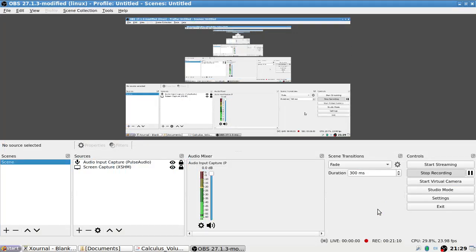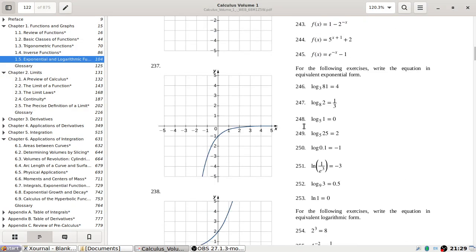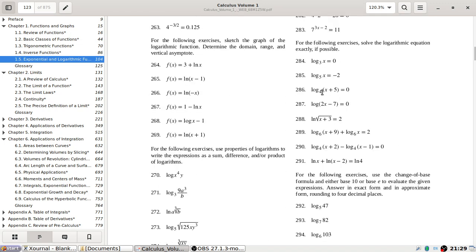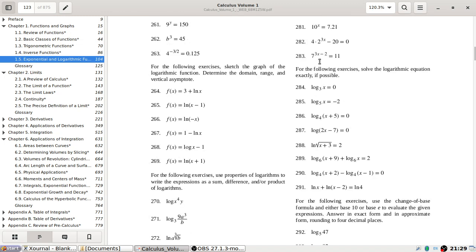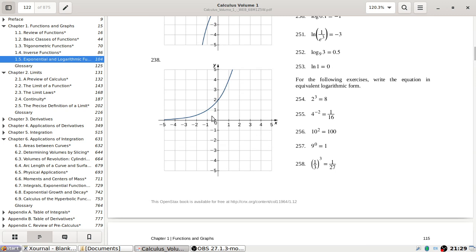Okay, I think that would be a good place to wrap it up. They start getting more difficult in the equations, but pretty straightforward for the moment.